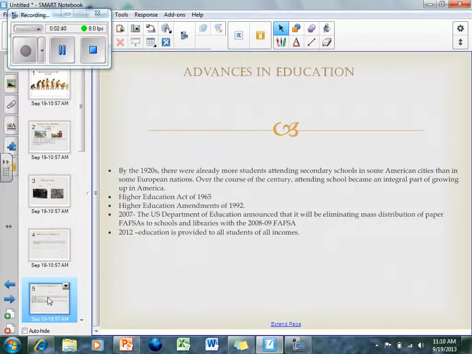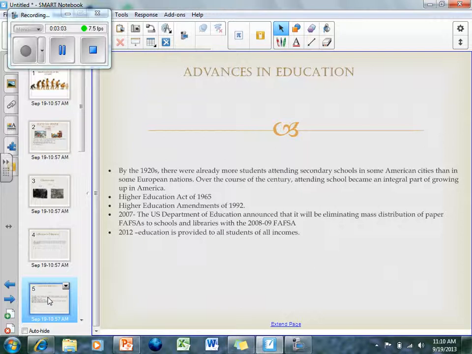Some other advances were in the 1920s. There were already more students attending secondary schools in some American cities than in European nations. Over the course of a century, attending school became an integral part of growing up. So if you didn't go to school, you basically didn't succeed in life, like now.